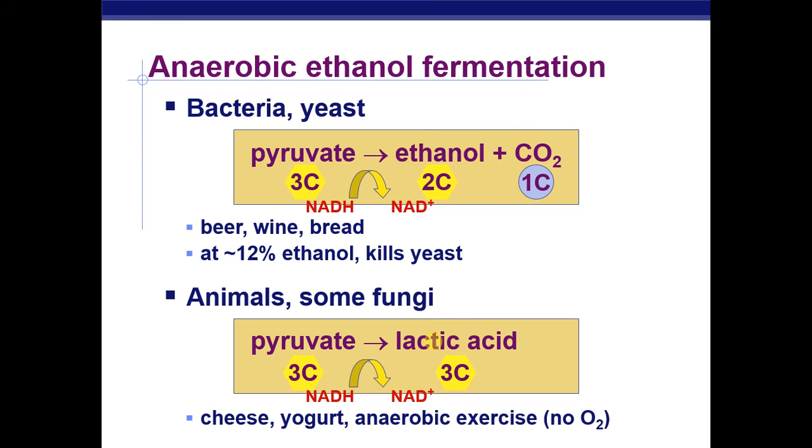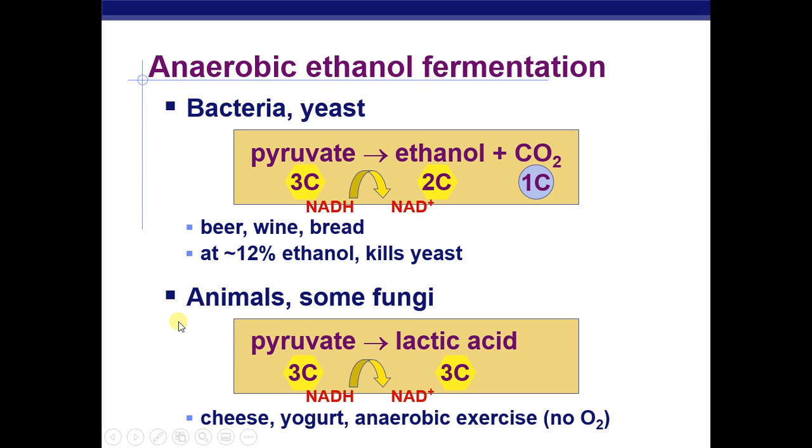In anaerobic fermentation, one example is ethanol fermentation in bacteria and yeast. When we go through glycolysis and create pyruvate, that NADH is used to reduce pyruvate to ethanol and carbon dioxide. So ethanol and carbon dioxide are waste end products of fermentation, the process of ATP creation in things like bacteria and yeast.